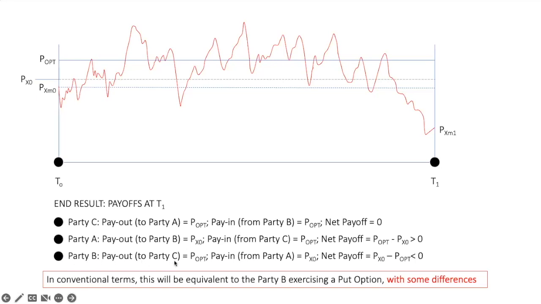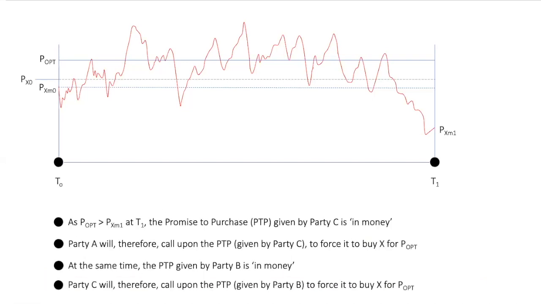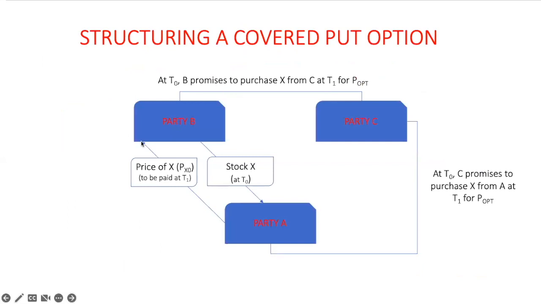Party B's payoff would be paying P opt to party C pursuant to the sale and purchase agreement, which would happen after the promise has been called upon by party C, and it would be receiving PX naught from party A. The net payoff of party B would actually be PX naught minus P opt, which would be less. In conventional terms, this will be equivalent to party B exercising a put option. So in this case, this whole arrangement would be deemed as a put option for party B, a covered put option.